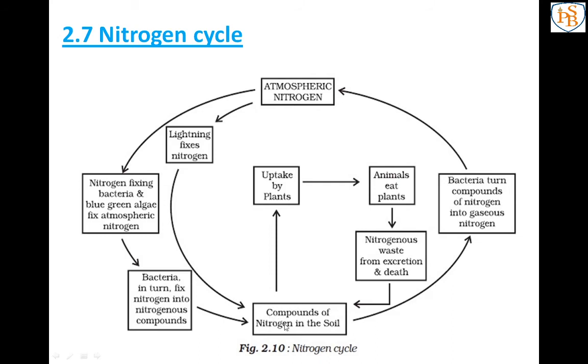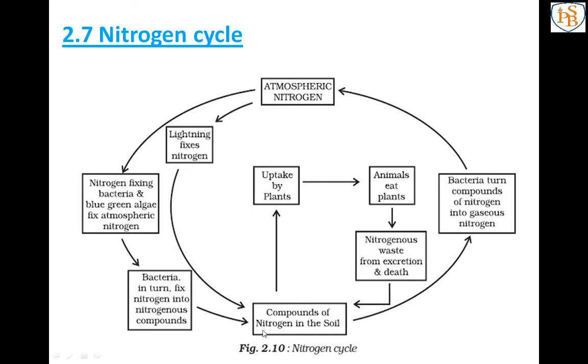This nitrogenous compound is then taken up by plants, means plants are taking these compounds of nitrogen from the soil through the roots. Plants are the source of our food, that's why we are eating the plants. See here, animals eat plants, means animals are directly eating the nitrogenous compound. When the animals die, this nitrogenous compound is mixed in the soil.